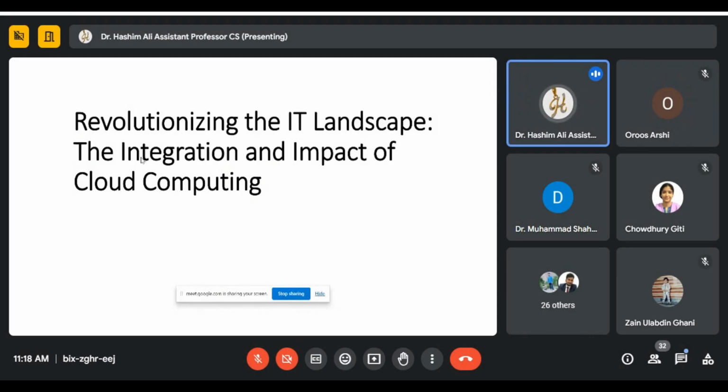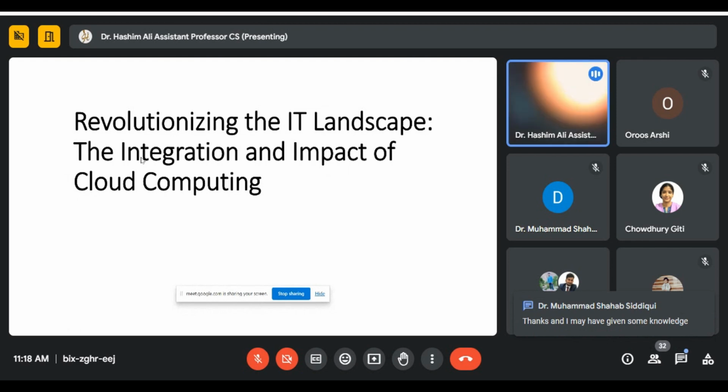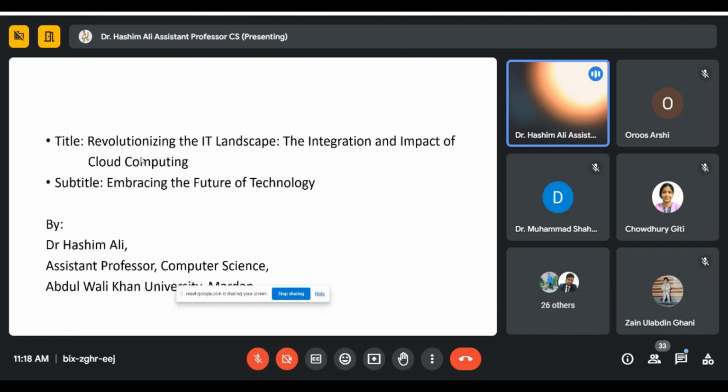The topic of my presentation is revolutionizing the IT landscape, integration and impact of cloud computing. So I will be discussing this topic. We will learn about the basics of cloud computing, and then we will discuss the impact of cloud computing and how it is integrated, especially in this modern era of computers. So my main title is revolutionizing the IT landscape, the integration and impact of cloud computing.